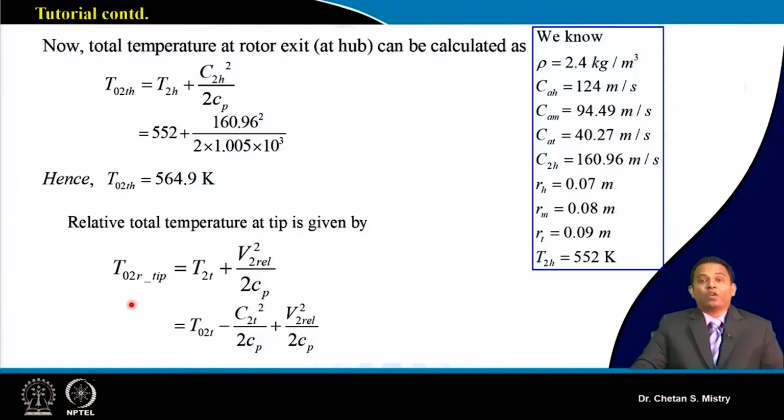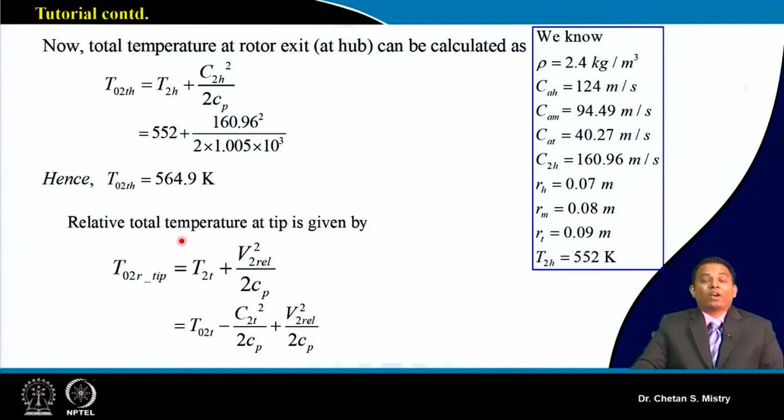Okay. Now we need to have the temperature known in order to calculate our critical velocity ratio. So at hub we can straightaway write down T02 at the hub, which is given by my static temperature plus C2 square by 2Cp. At hub my static temperature is known to me, we have calculated our absolute velocity, and this is known to me. So that will give me my total temperature at the hub, which is 564.9 Kelvin.